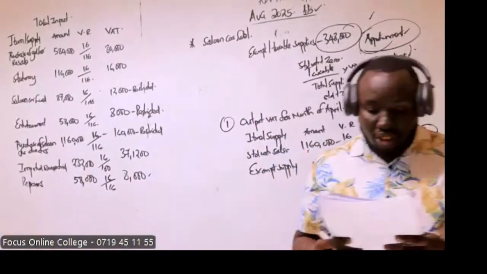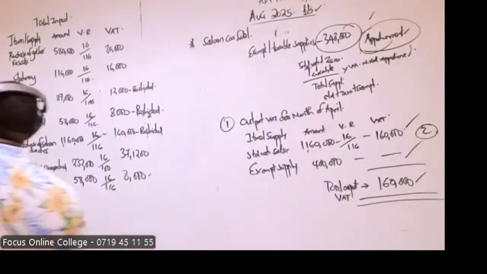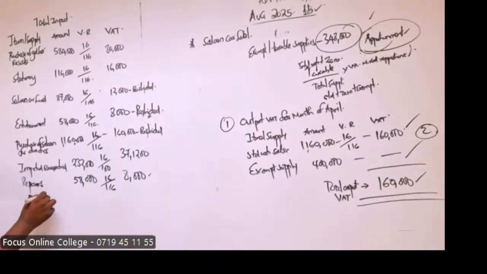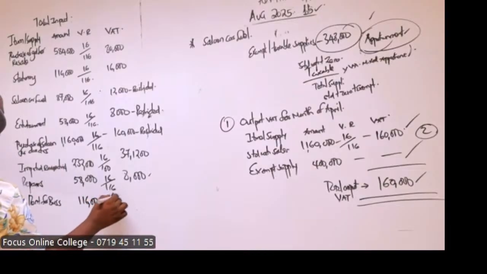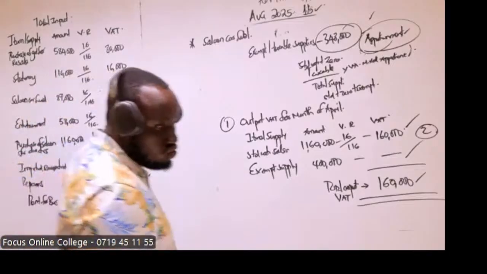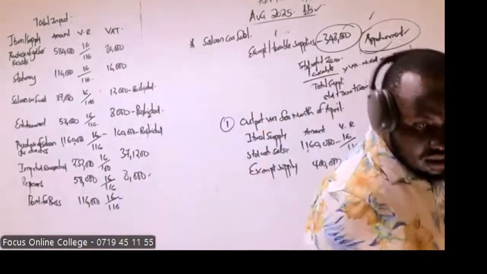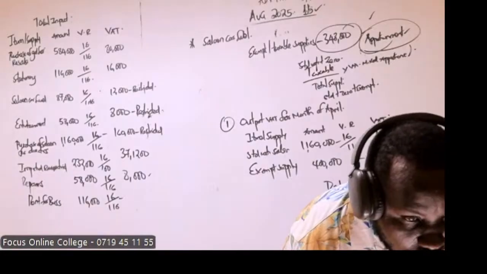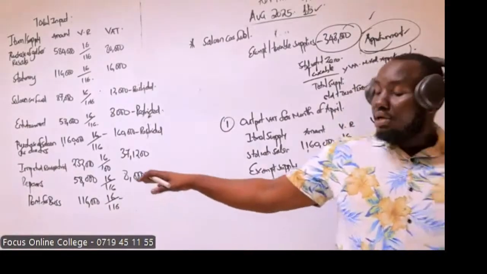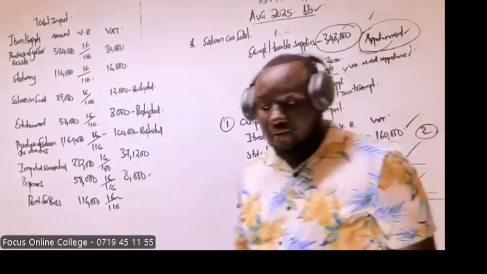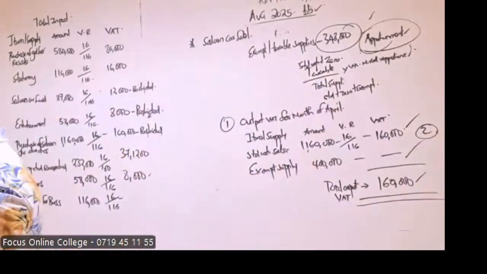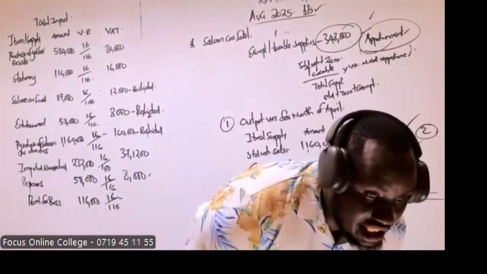So we have the next, rent for business. Rent for business, what is the figure? I'm repeating. Get for me the rent. So for the rent, it's 16.